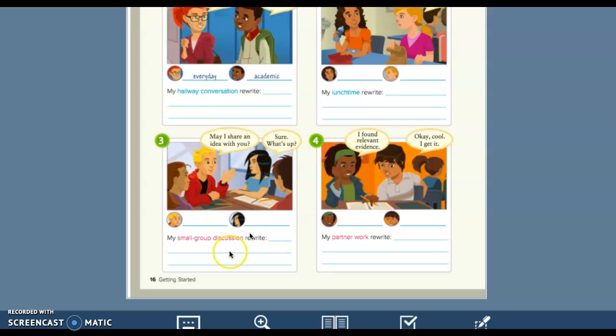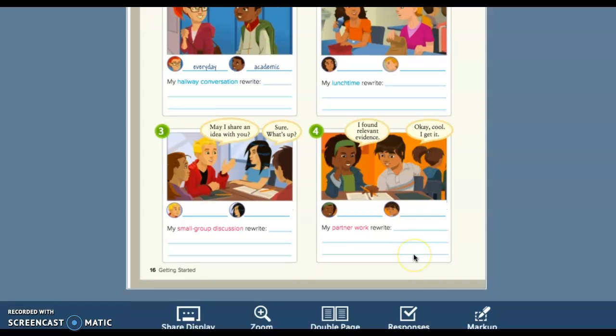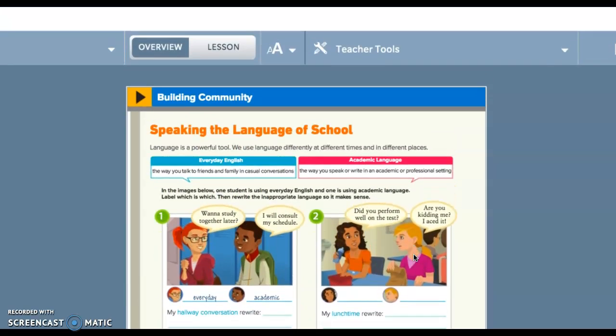Okay, over here on number four, I want you to rewrite it for the second person. So for her, rewrite how she should have responded. Right here, "I found relevant evidence." Is that academic or is that casual, everyday? Okay, cool, I get it. And then put what you think it should be. Does that make sense?